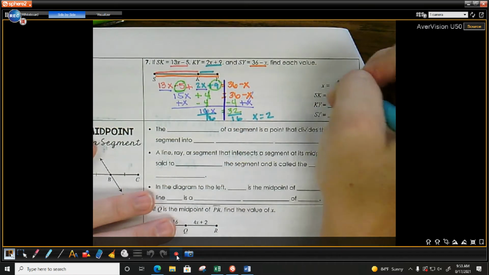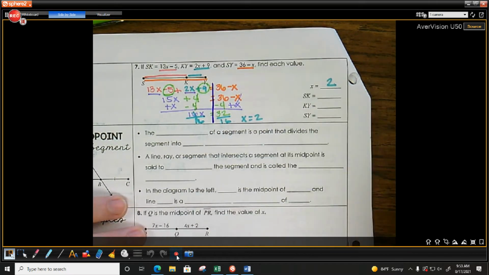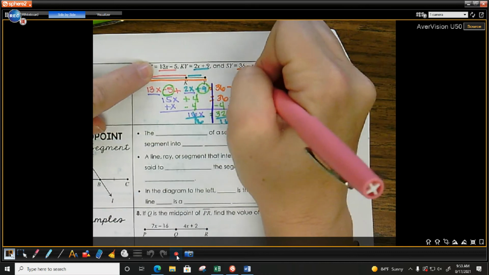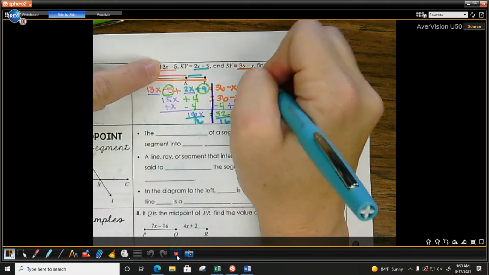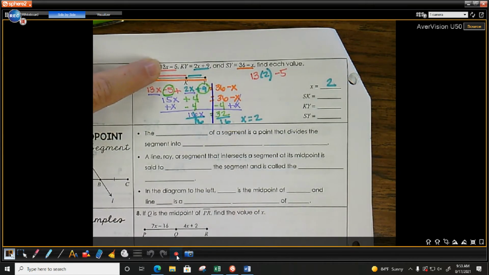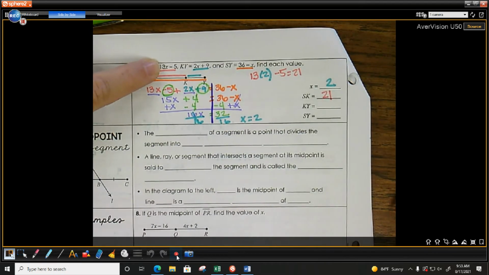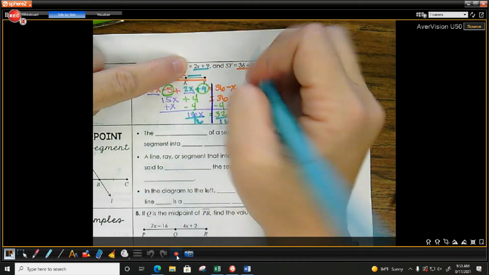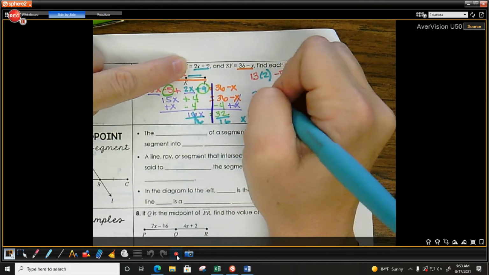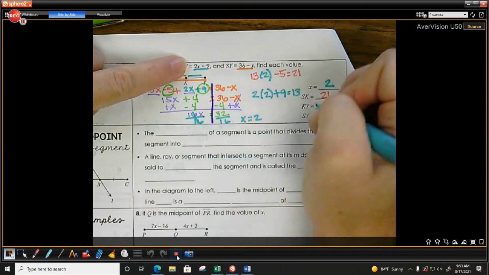What do we need to do next? Plug in x. Plug it in to find SK. Okay, so 13 times 2 minus 5. What's 13 times 2? 26. Minus 5? 21. That's your SK. Okay. Then KY. 2 times x, which is 2, plus 9. 13. Okay, before we calculate SY, what's 21 plus 13?